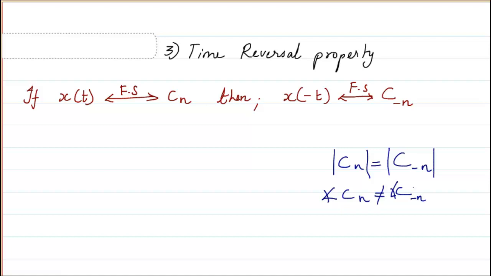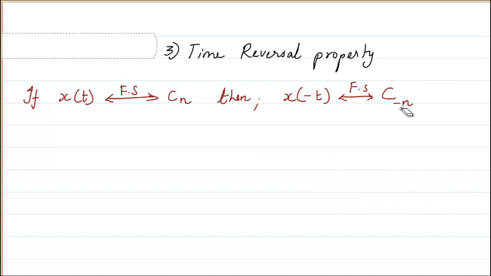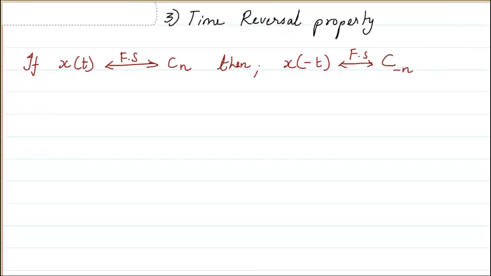So c of n will have a real and an imaginary value. If there is no imaginary value, then obviously this is going to be same. But if there is an imaginary value, that means if the function is complex, then you will have a different c of minus n. So anyway, what the time reversal property says is that if x of t gives a function c of n, then x of minus t will give me a function of c of minus n. Okay, so let us prove this.